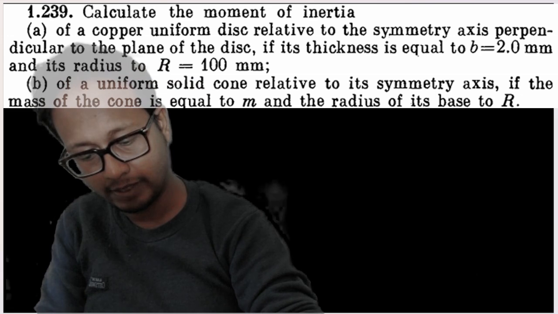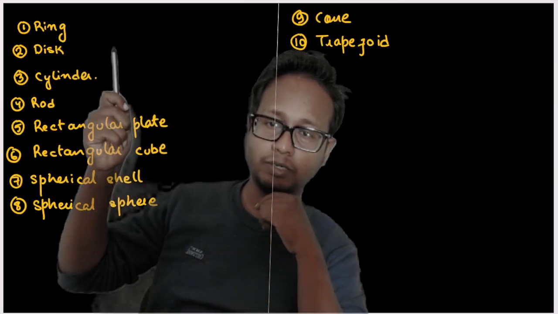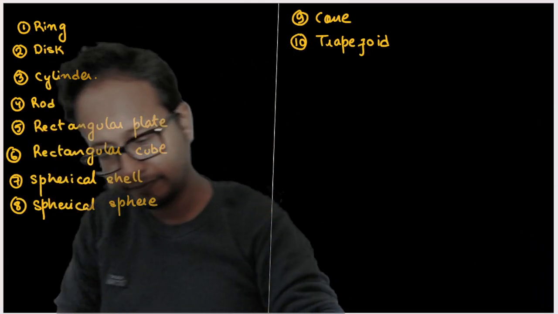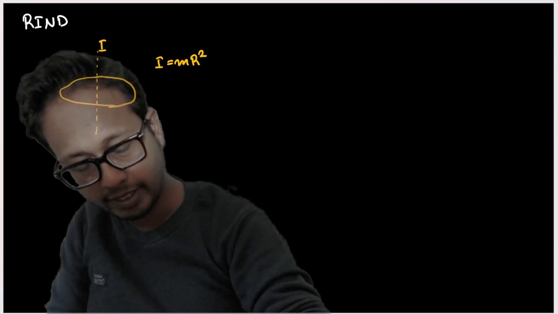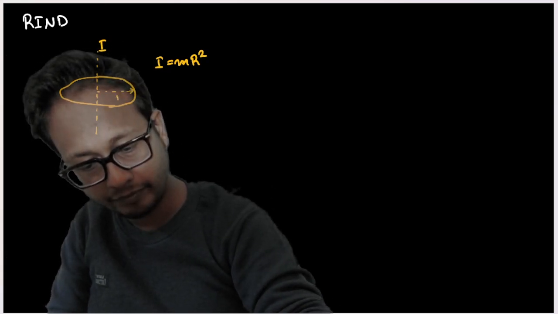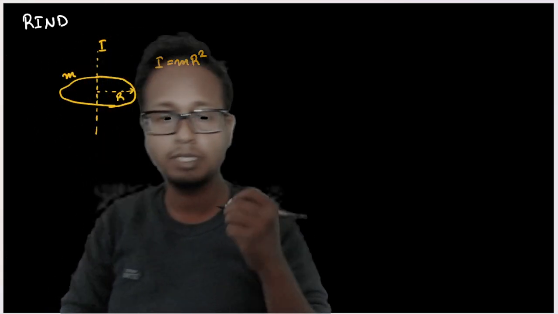Okay. Now the first discussion in our syllabus is ring. Suppose there is a ring, and the ring is in this plane. The moment of inertia of the ring passing through the axis through the center of mass of the ring is nothing but I is equal to m r square, where r is the radius of the ring and m is the mass of the total ring.